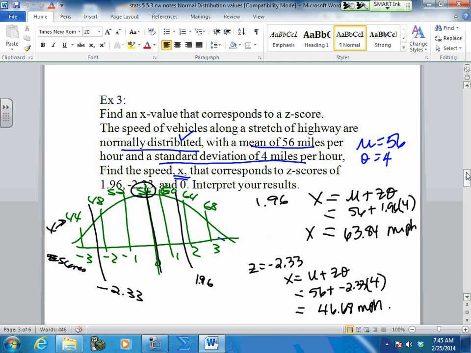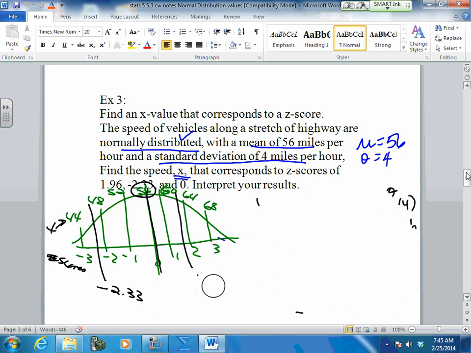So what is the first thing I have to do? Well, I want the top 10%. Where is this? I want the top 10%. I want to know what speed is my top 10% of my speeders, because I'm about to go after them.